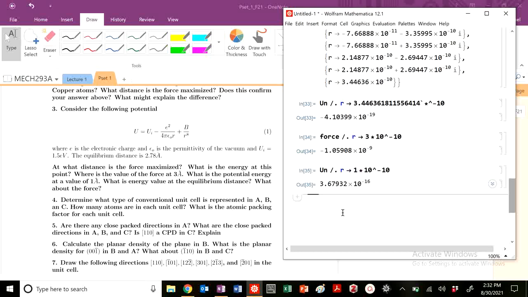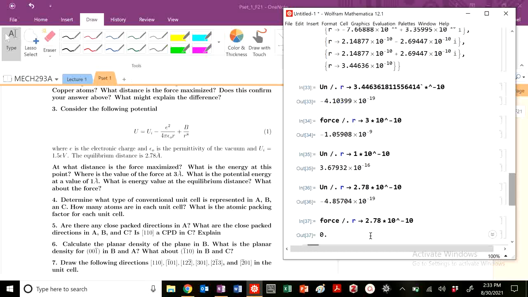What is the energy at the equilibrium distance? Again, U, r goes to 2.78 times 10 to the minus 10. And then what is the force at this distance? So force, r goes to. So again, you see here that the energy is always kind of low here. Again, 3 angstroms high. So again, we can kind of see where the force values are going. It should never be lower than this. So force at 2.78 times 10 to the minus 10, and basically nil there. All right, which makes sense.